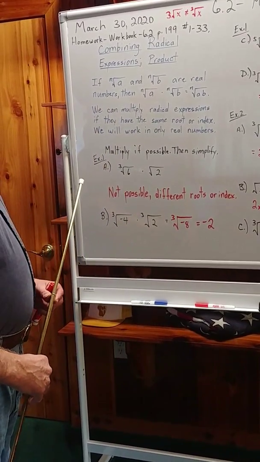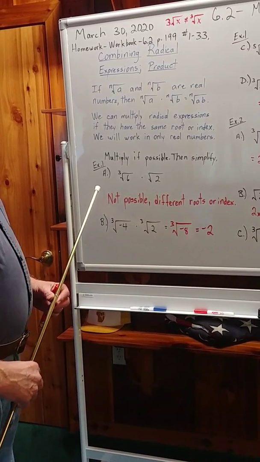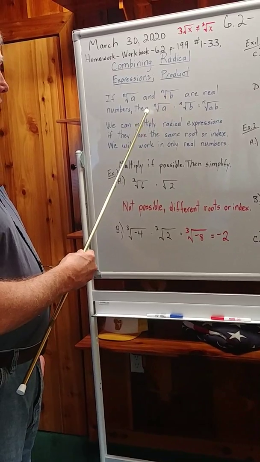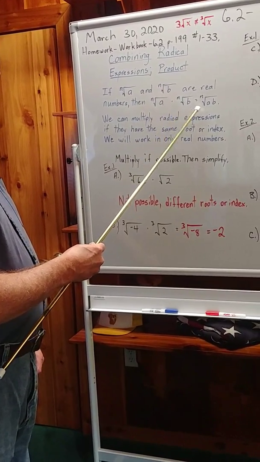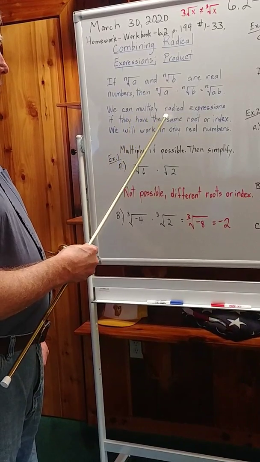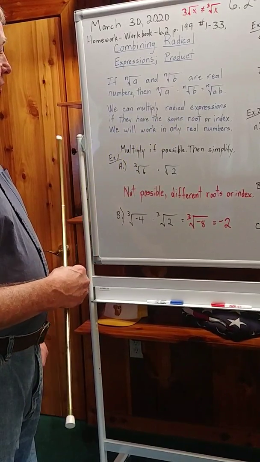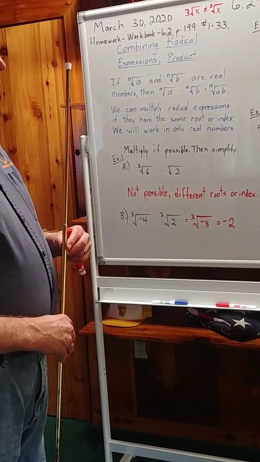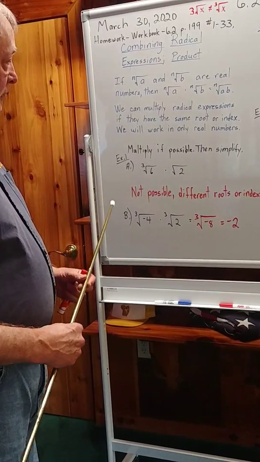The first property I want to go over is combining radical expressions, products. If the nth root of a and the nth root of b are real numbers, then the nth root of a times the nth root of b equals the nth root of a times b. In other words, we can multiply radical expressions if they have the same root or index. We're going to be working only in the real numbers with these three sections.